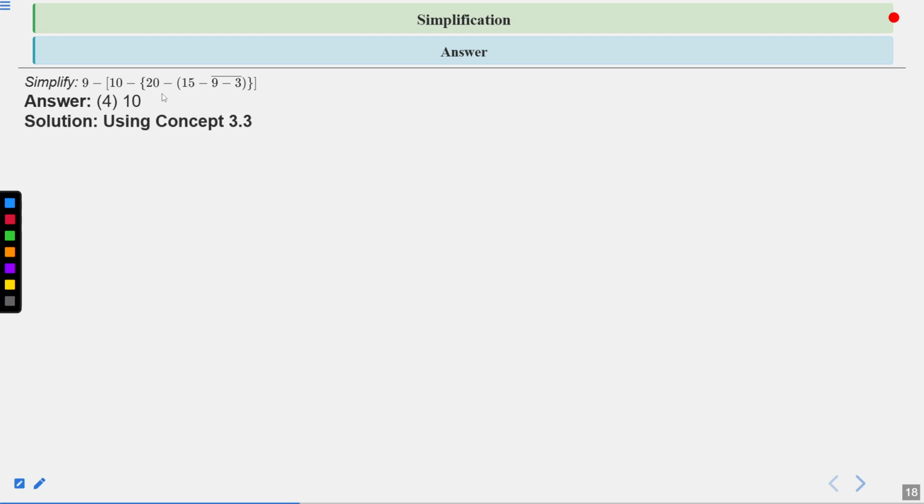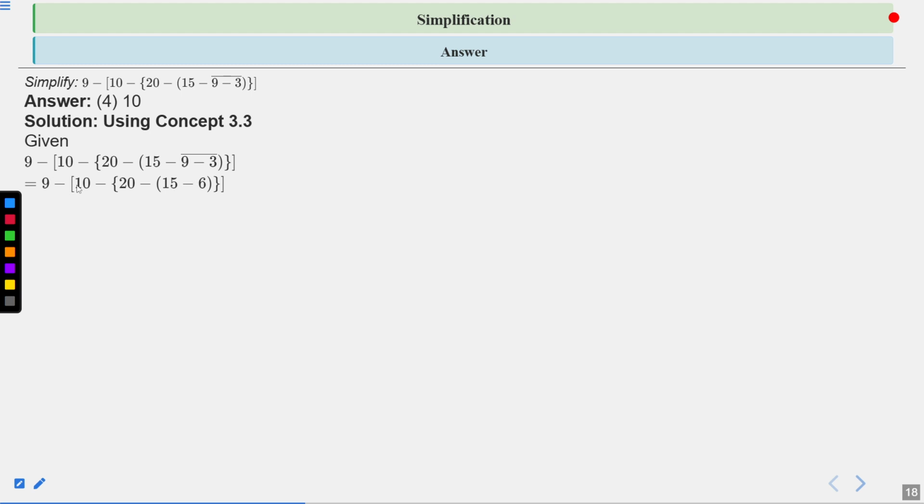Now see the detailed solution using concept 3.3. Given that 9 minus large bracket, 10 minus medium bracket, 20 minus small bracket, 15 minus 9 line bracket minus 3, and all the brackets are closed. So small bracket closed, medium bracket closed, and large bracket closed. So we can solve it. First we solve the line bracket or bar bracket.